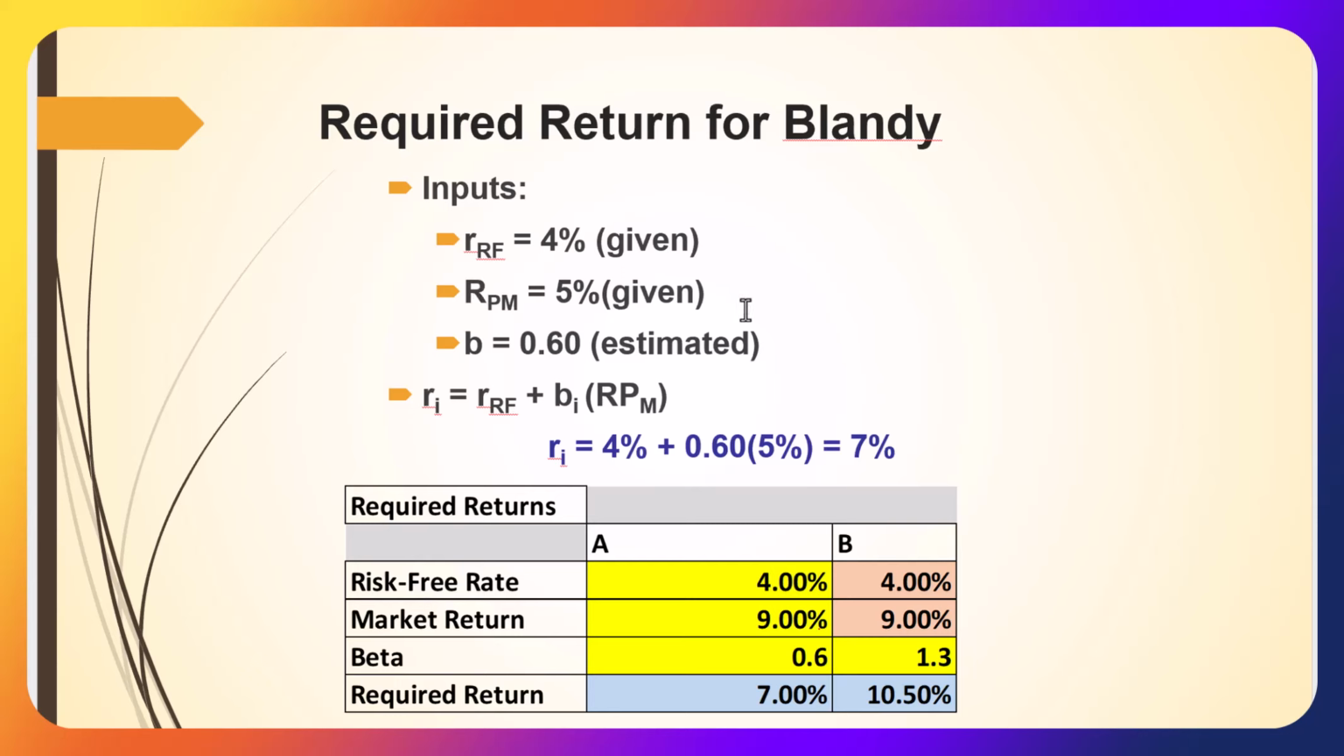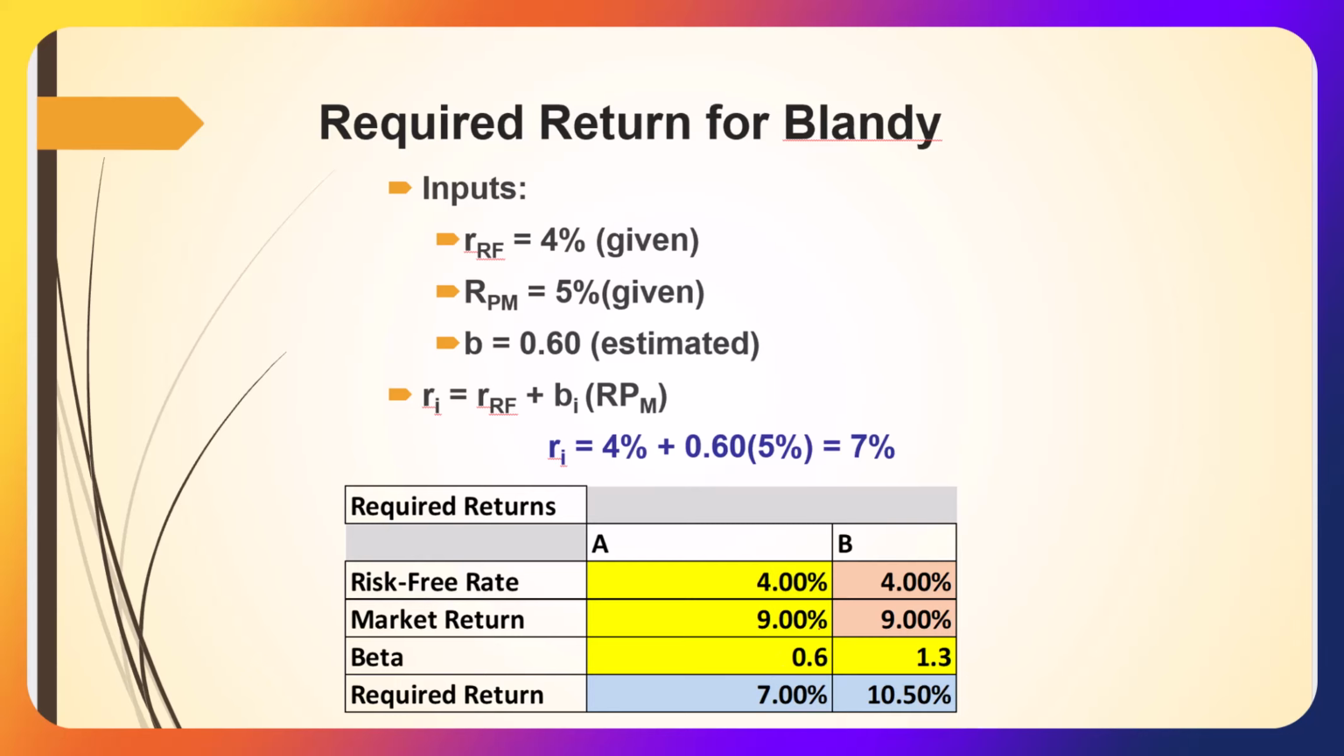Beta for the first stock is 0.6. So the required return, this is for our company Blandy, is 7%. The beta for Garmanja is 1.3, so we would have a required return of 10.5% for that stock. So this is what we as investors should expect to receive if we were to buy this particular stock.